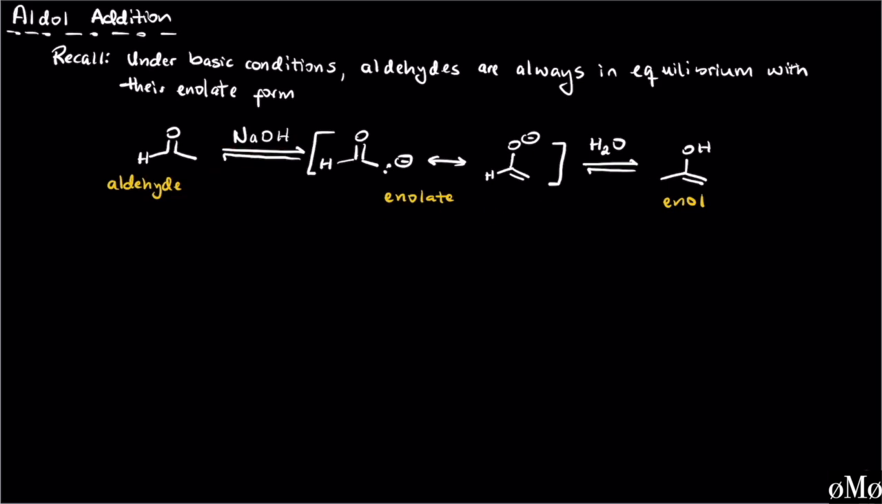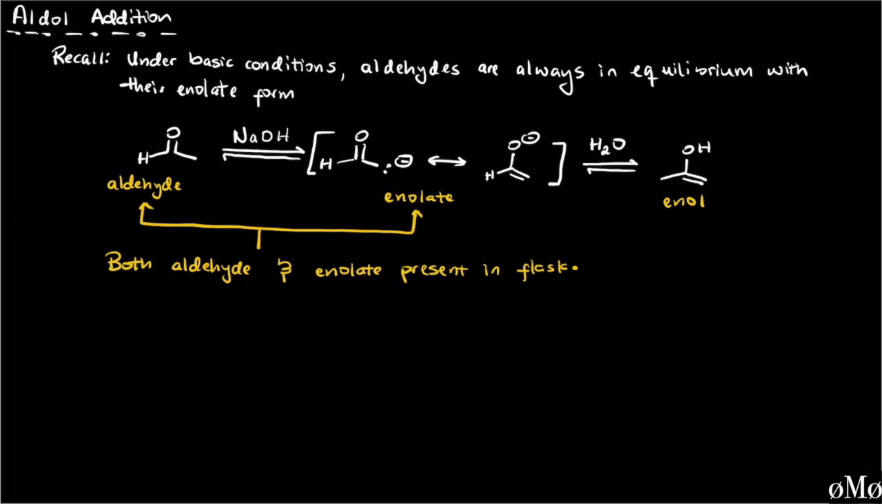And then if you have a little bit of water in there, you may actually be able to form the enol. But let's ignore the enol for a second. The key thing here is that you have your enolate and you have your aldehyde, and the enolate is formed by deprotonating the alpha position of your aldehyde. At equilibrium, both the aldehyde form and the enolate form are present in the flask, and because of that, you can have reactivity between them. Remember that the enolate form is nucleophilic and the aldehyde form is electrophilic, and they're both in the same flask.